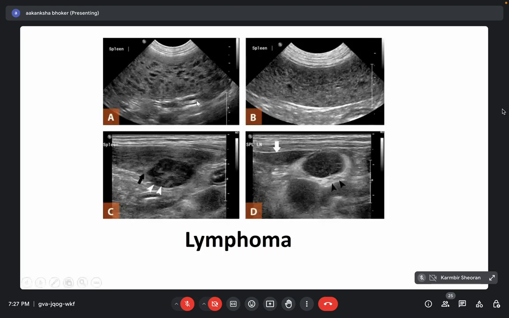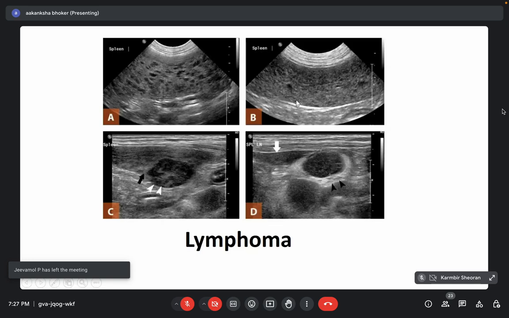Next, this is a picture from lymphoma. The nodules in lymphoma can be multiple small cavitatory lesions which at times are coalescing with each other, or it can be in the form of a large nodule, maybe at the splenic head or at the region of the splenic tail. So these are pictures from splenic lymphoma.